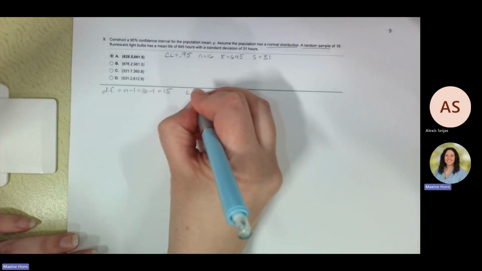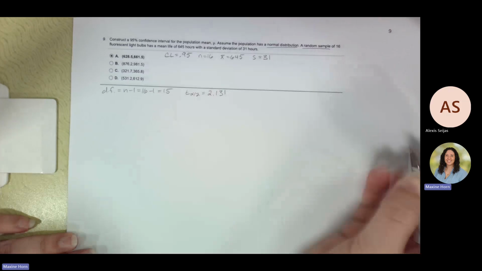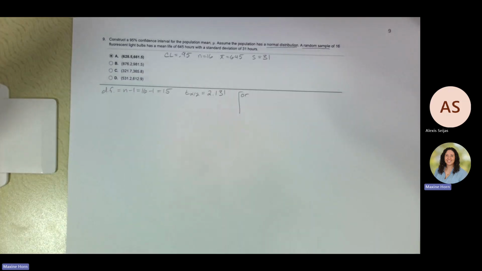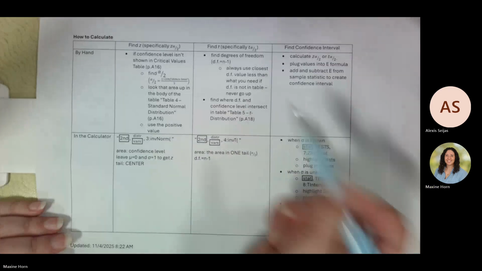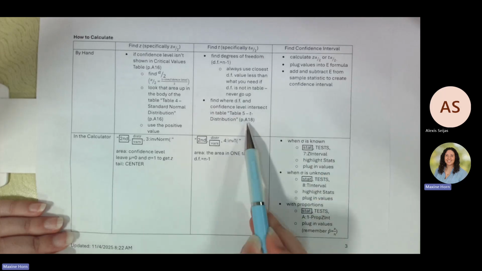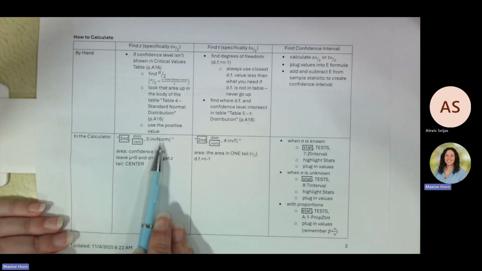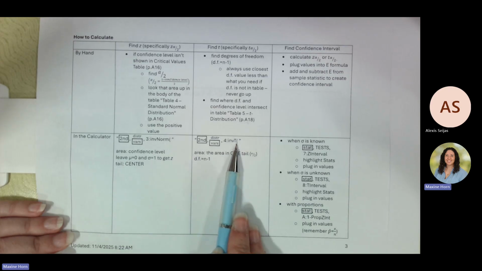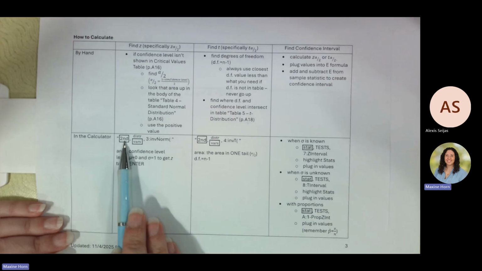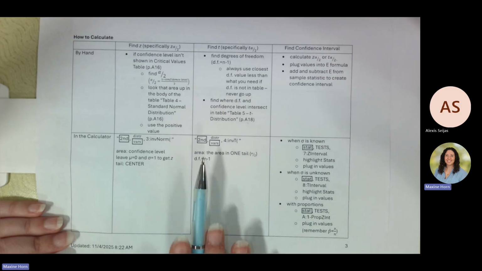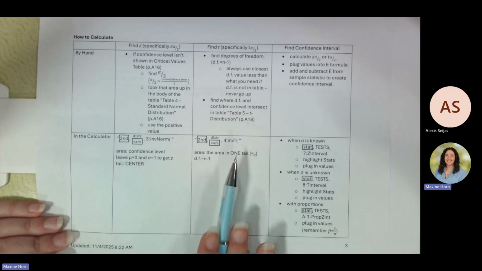So t alpha halves is 2.131. Or we could do that in the calculator. So how do we do that in the calculator? To find our t alpha halves, whether by hand or in the calculator, it's very similar to this, except instead of inverse norm, we do inverse T. It's located in the same menu, second vars, but it's number 4 instead of number 3. When you do this, though, the area that you give it has to be the area in one tail.